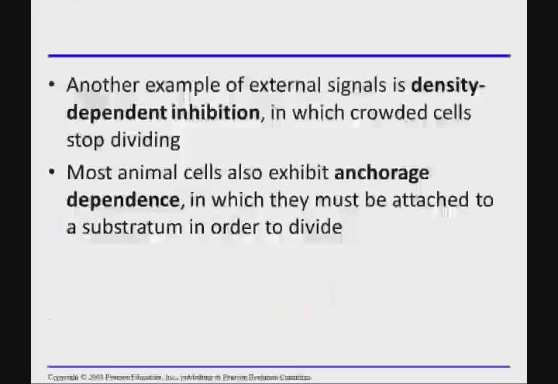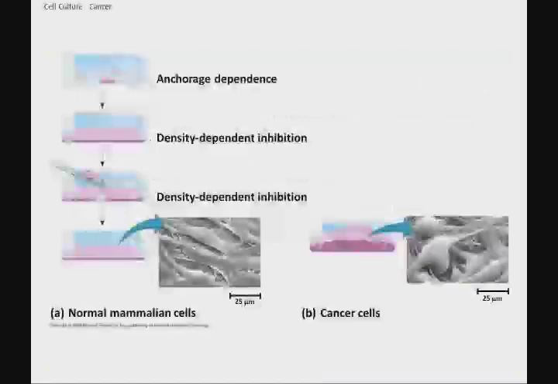Now, other examples of external factors are density-dependent inhibition or anchorage dependence. As cells start to touch each other, they need to know, hey, now we're done, we should stop growing. Or, hey, I don't grow in solution, I'm supposed to be attached to something, I need to be attached to something to grow. So we see anchorage dependence.